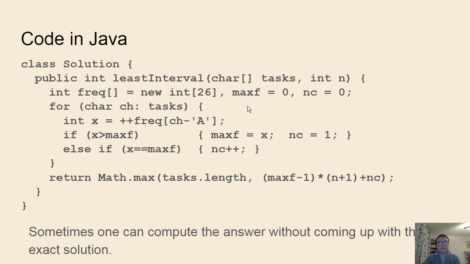This is the code for doing that. We just scan through the array, keeping track of the maximum frequency and the number of characters that have the maximum frequency. Once we have that, we just return the max of these 2 values. The reason why this is correct is not totally obvious. What I just described is not a foolproof argument. The foolproof one would be a little more tedious, even though intuitively it feels correct, and it turns out to be correct.